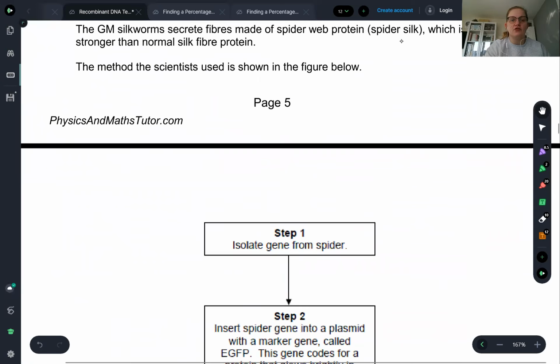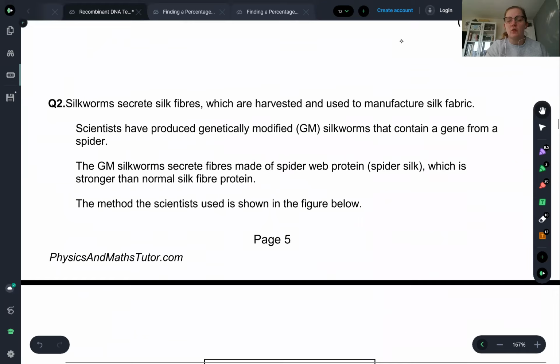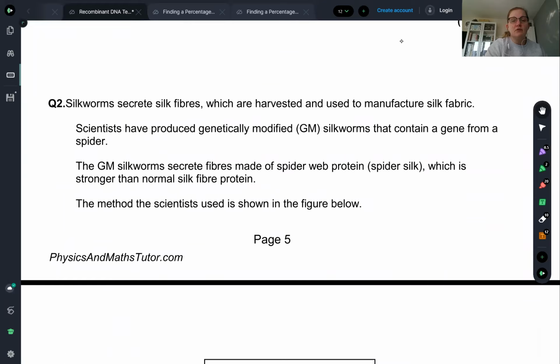That then takes us on to question 2. Question 2 is looking at silkworms, and they secrete fibres which are harvested to manufacture silk fabric. And scientists produce GM silkworms that contain a gene from a spider, and the GM silkworms secrete fibres made of spider web protein, which is stronger than normal silk fibre protein. The method the scientists use is shown in the figure below.